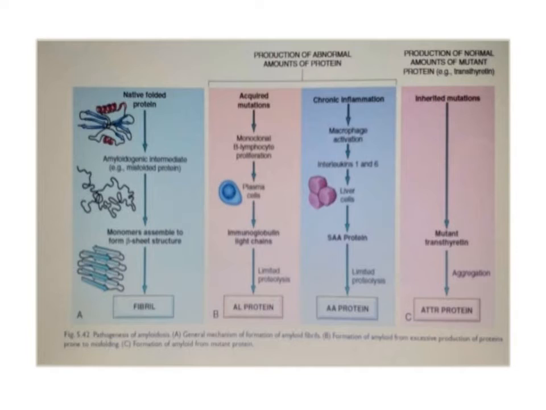serum associated protein. Production of a normal amount of mutant protein, transthyretin, like inherited mutations, leads to certain mutations in the transthyretin protein, and it starts aggregating, and the misfolded protein gets deposited in different tissues and organs, ATTR protein, such as in the heart.